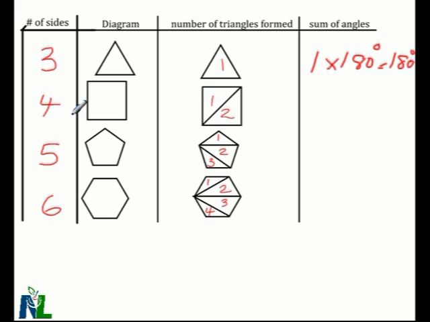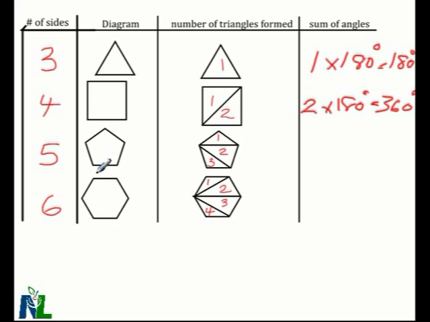Now, if I look at the second diagram I have here, I formed a square. A square has 4 sides. When I cut that with diagonals, notice it cuts into 2 equal triangles. So the sum of the angles is equal to the sum of those 2 triangles, or 2 times 180 degrees, which is equal to 360 degrees.